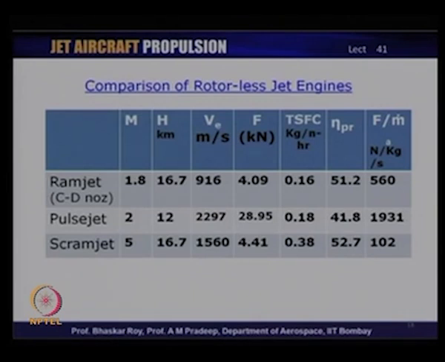However, the scramjet engine, which flies at very high velocities, does create very high jet velocity, but its specific thrust is very low and its thrust specific fuel consumption is high, which means as an efficiency of the device, it is not a very efficient device for flying. So, on a comparative basis, we can see that various rotorless jet engines compare with each other, their propulsive efficiencies are lower than the turbojet and the turbofan engines that we have seen before. However, their utility essentially is at very high flight Mach numbers.